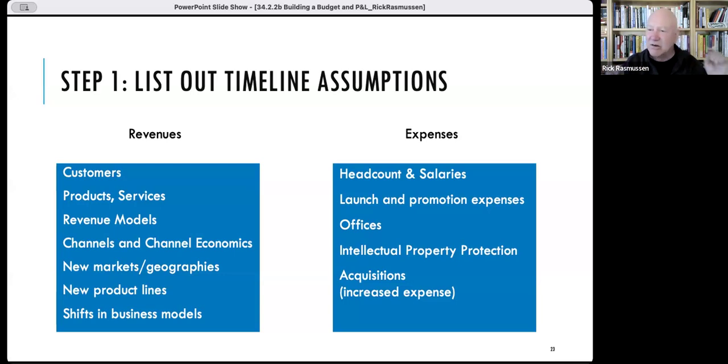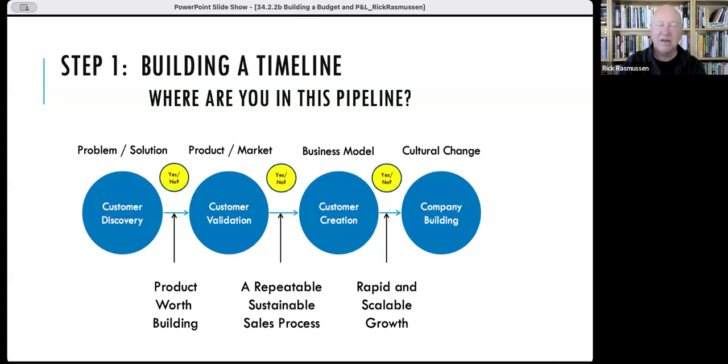You should know in general how many people, and what you're going to pay them. I'll show you how to do that. When are you going to launch and how much is it going to cost? Or where are you going to be? Where are you going to have offices? Are you going to patent anything or trademark anything? And so on.